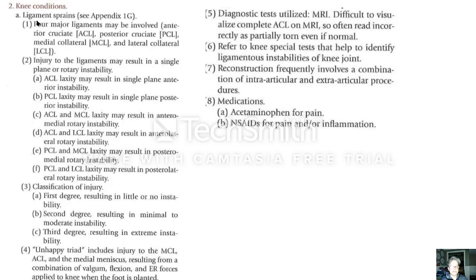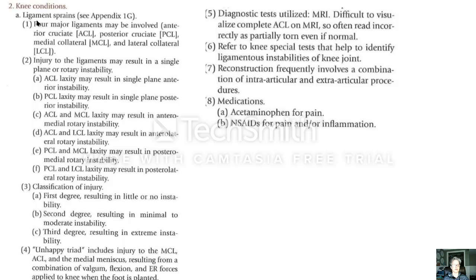ACL and MCL laxity may result in anterior medial rotary instability. ACL and LCL laxity may result in anterior lateral rotary instability. PCL and MCL laxity may result in posterior medial rotary instability. PCL and LCL laxity may result in posterior lateral rotary instability.